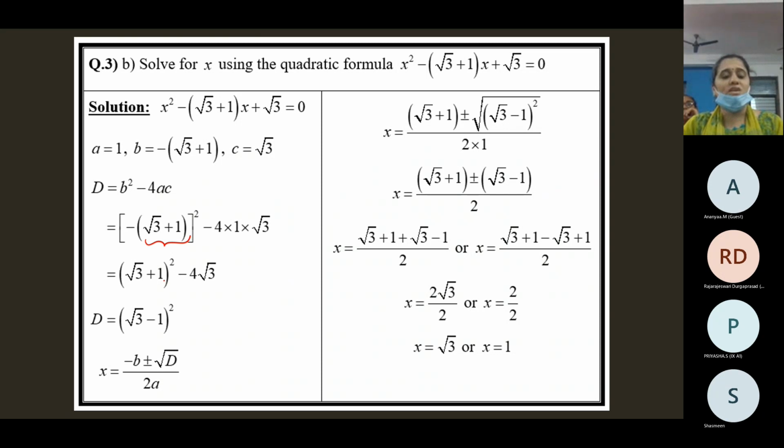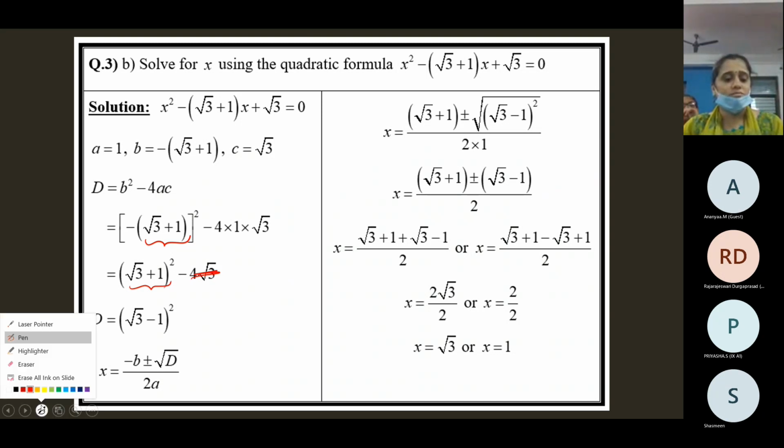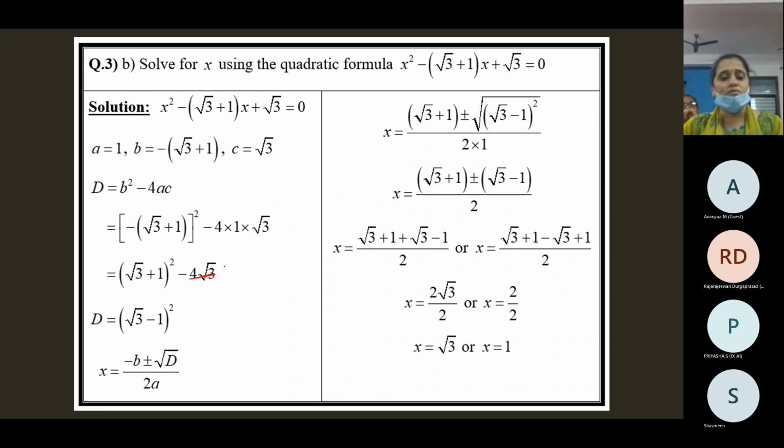And then this one, root 3 plus 1 the whole square, minus 4 root 3. Or you can have it as it is, 4 into 1 into 1 into root 3 itself. You don't multiply. Now go back to this identity.